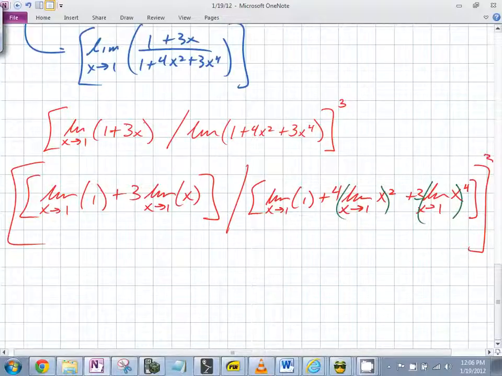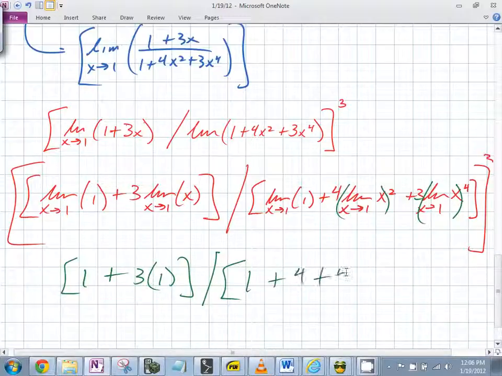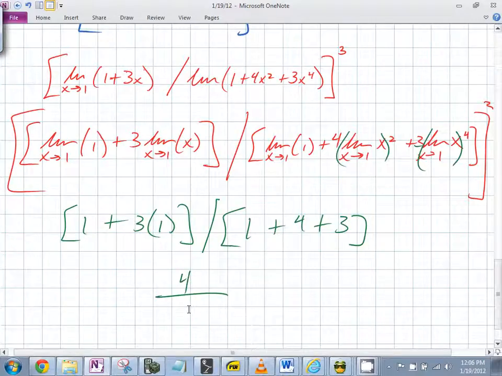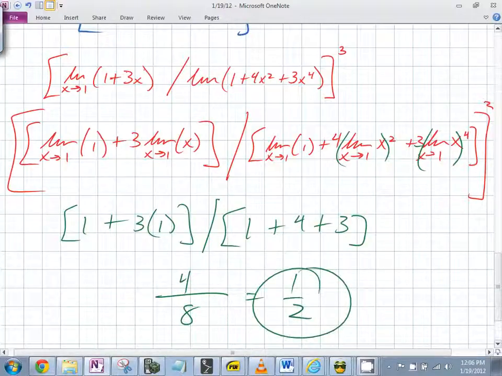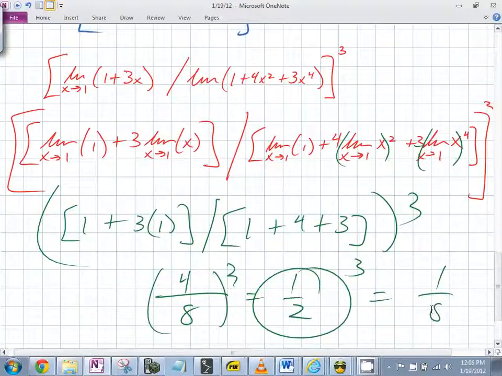What's the limit as x goes to 1 of 1? 1 plus 3 times the limit as x goes to 1 of x. 1, right? Divided by the limit of 1 plus 4 plus 3. Thank you, not 4. 3. Yes, that's correct. So then you get 4 over 8, which is 1 half. Oh, I cube this thing, yeah, you're right. Yes, correct. There you go. Oh, exciting stuff. Sound good?